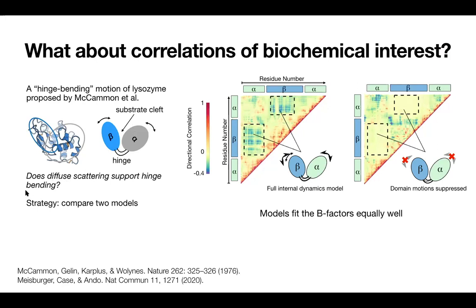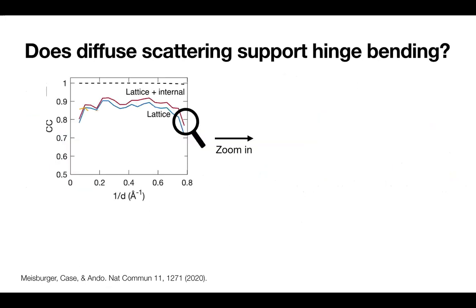So does diffuse scattering support hinge bending? This is a hard question to answer. So our strategy was to just compare two different models. We made one model shown on the left, which is the one I've shown you already, the elastic network model where we have full dynamics. And then we made another model where we artificially damped out all of the modes associated with hinge bending. That's shown in this plot of correlations between different residues: there's basically no correlations between beta and alpha now because we've damped out all those modes. But it turns out both of these models were refined to the B factors and they fit the B factors equally well. So which model agrees best with diffuse scattering?